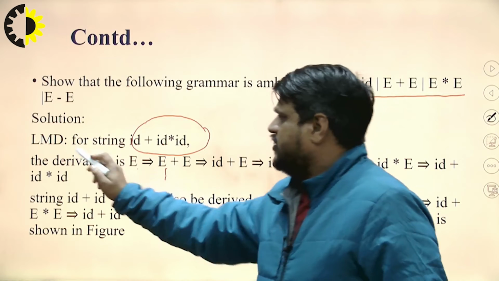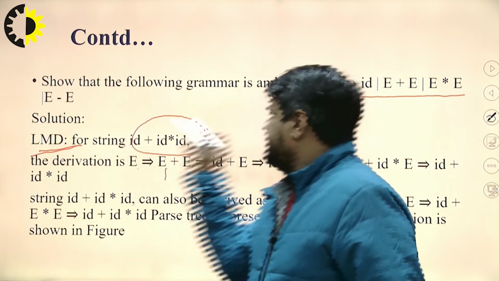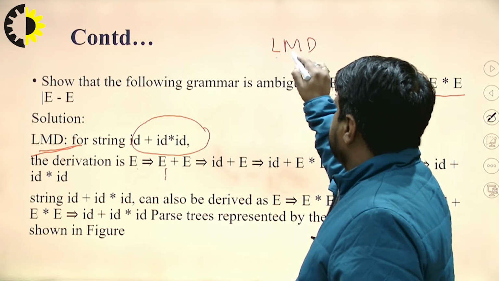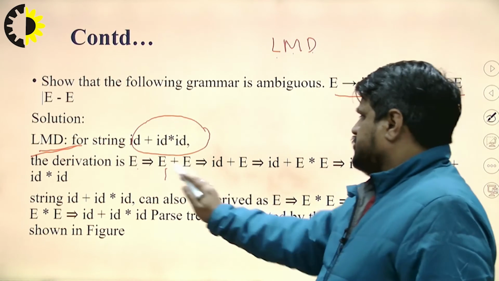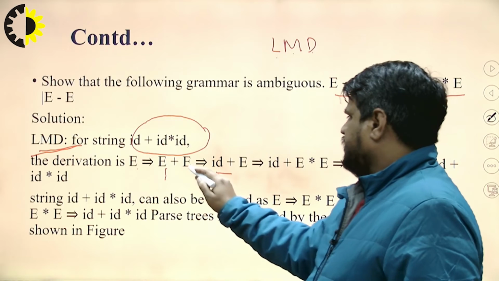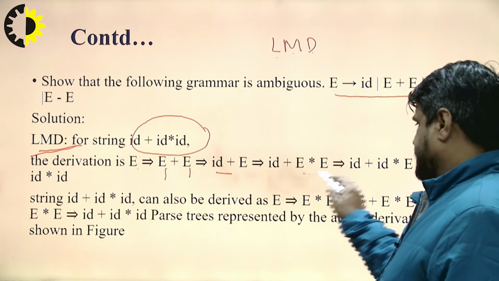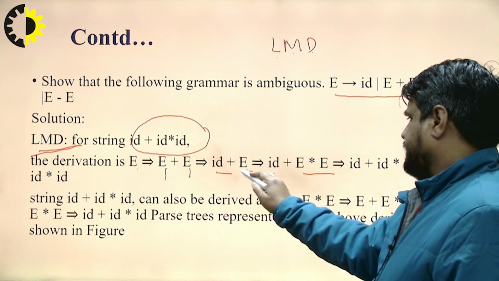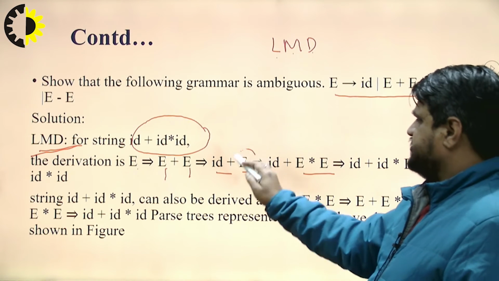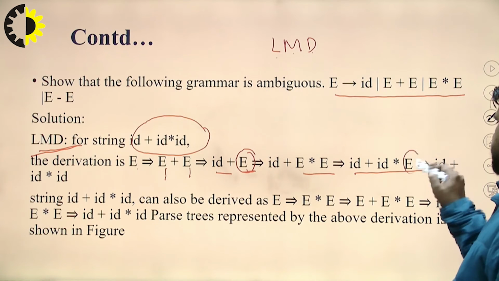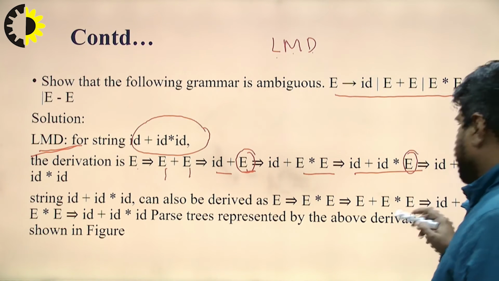If we think of the LMD, leftmost derivation, in short written as LMD, you will replace it by ID, and now this E gets further extended by E multiply E. Here, the extreme leftmost symbol is this E. Once again, you can see here, this E gets replaced by the next ID, right?